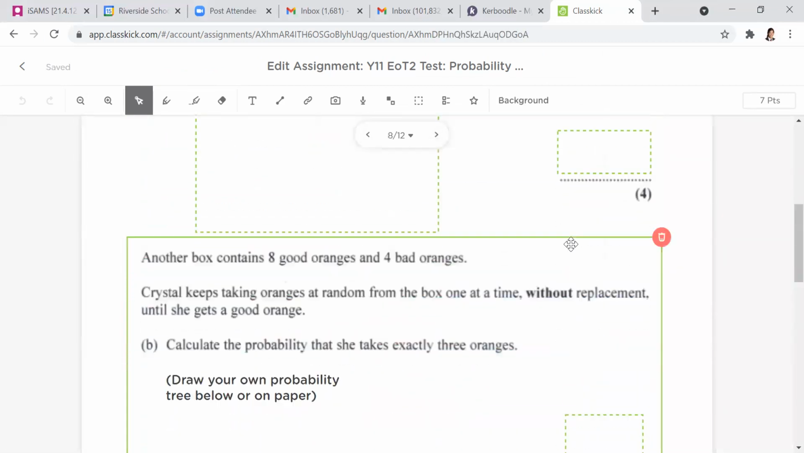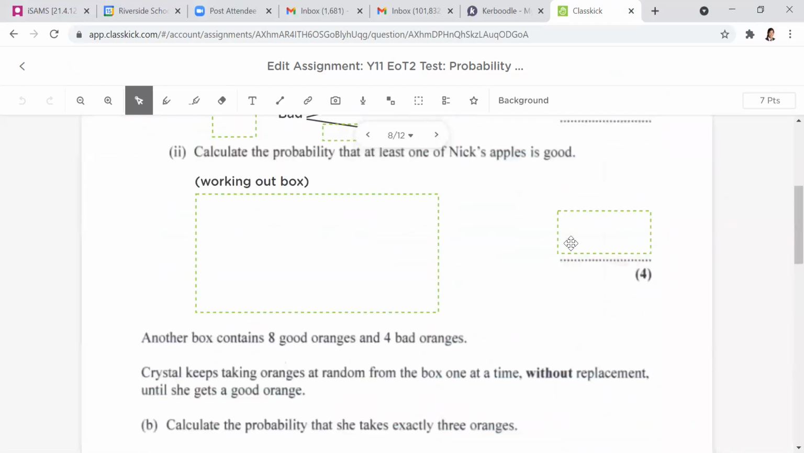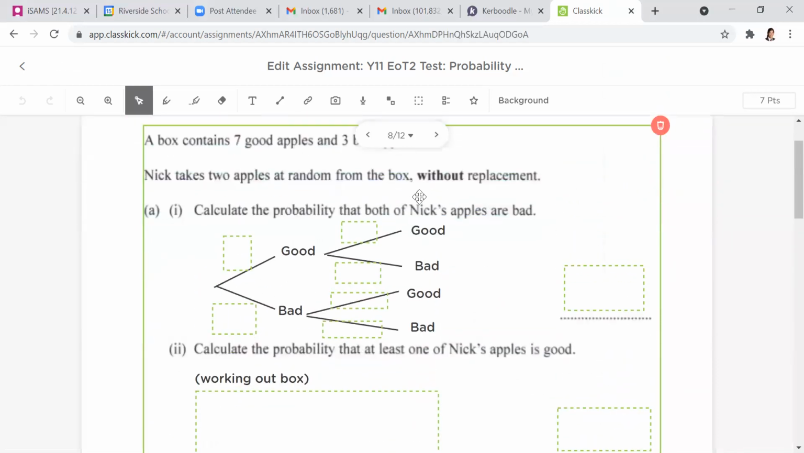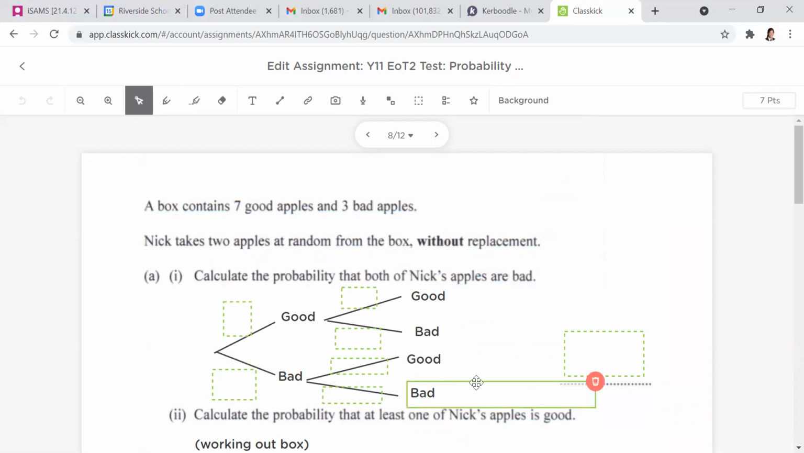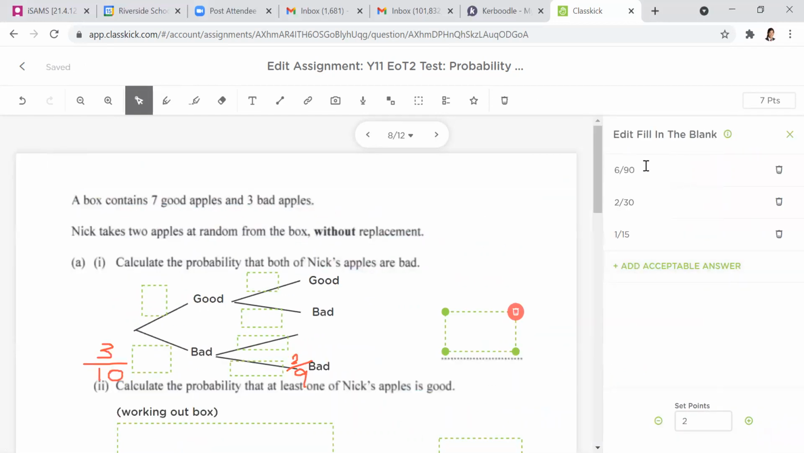All right, this was the doozy of a question. I chose this one on purpose, kind of challenging. All right. So Nick takes 2 apples at random from the box. He doesn't replace them. Okay, calculate the probability both of Nick's apples are bad, so that's just bad, bad. That wasn't too bad. This is going to be 3 out of 10 and 2 out of 9. Okay, the denominator changes. So it becomes 6 out of 90, which you could have simplified as 2 out of 30 or 1/15. Right?